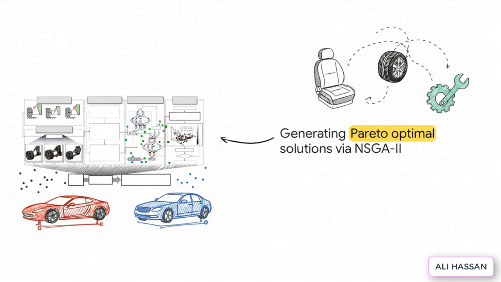The AI uses an algorithm called NSGA-2 to generate what are known as Pareto optimal solutions. So the crucial point is, this graph represents the absolute best compromises between ride comfort, handling, and durability. An engineer can look at this data spread and instantly pick the perfect suspension geometry for their specific goals, whether they're building a plush luxury sedan or a really aggressive track-ready sports car.